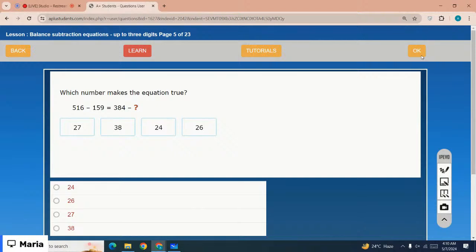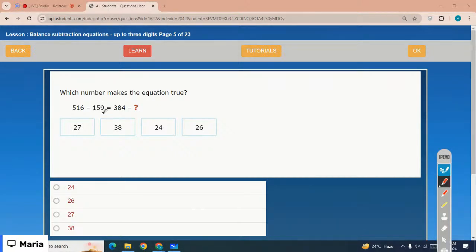Which number makes the equation true? Which is the correct option? The correct option is 516 minus 159. That's the one we did on the tutorial. I remember.